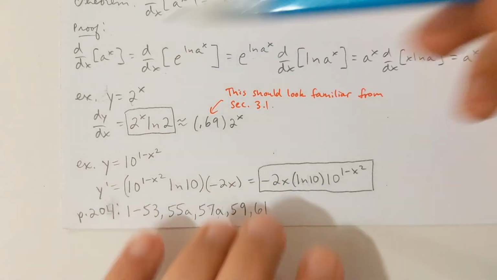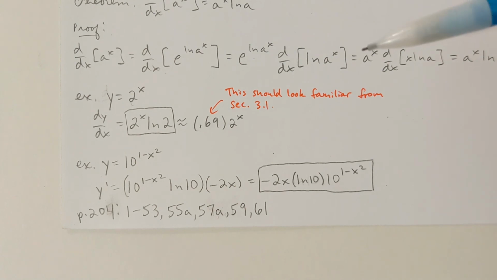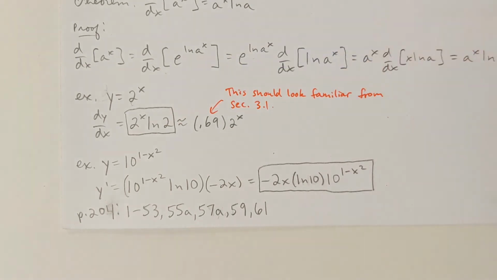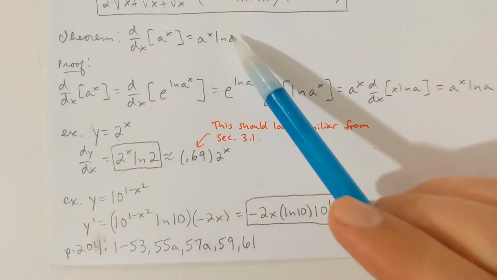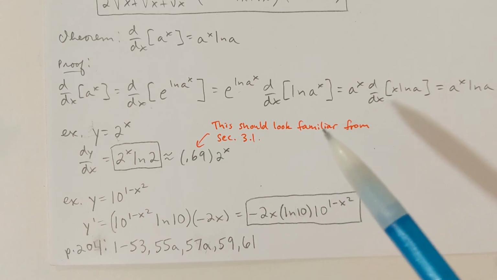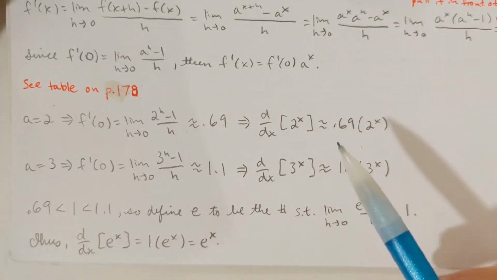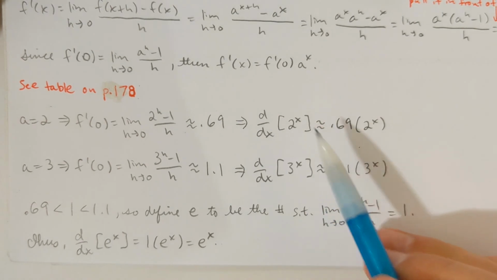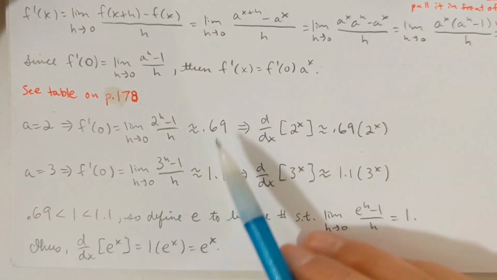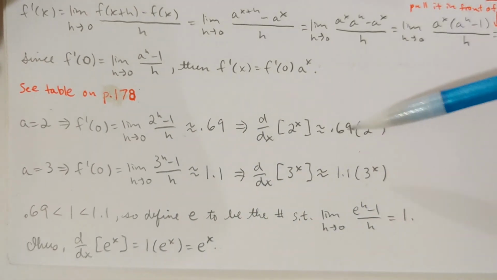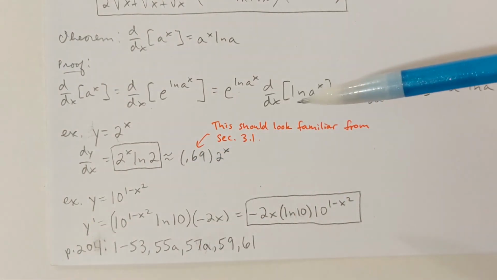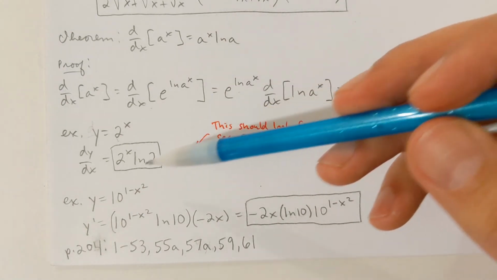Now, what if we want to find the derivative of y equals 2 to the x? dy/dx is 2 to the x times the ln of 2. a to the x times the ln of a is the general formula that gets you the derivative. This should look familiar because we had done a little bit of this in section 3.1. The derivative with respect to x of 2 to the x was roughly 0.69 times 2 to the x. We were using a table and guessing the value of a limit there, but the 0.69 is actually an estimate of the ln of 2. So the exact answer would be 2 to the x ln 2.